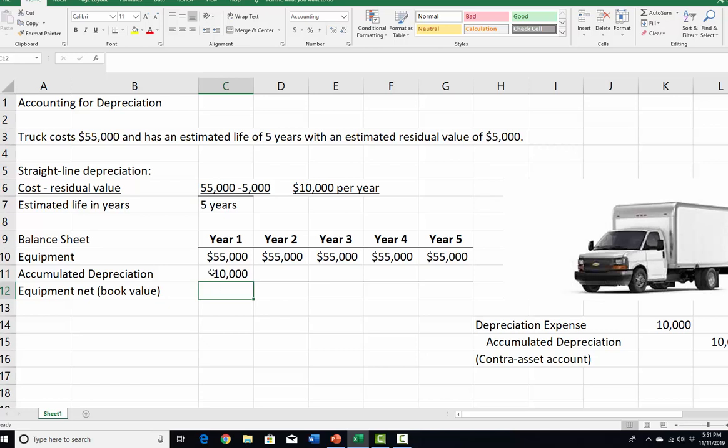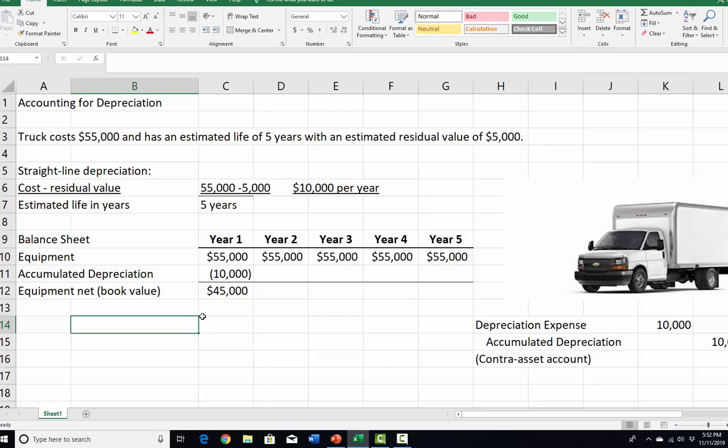Let's make brackets around this so you know that this is a negative amount. All right? So now our net book value, or our net equipment, this is called book value, is equal to those two added together or subtracted, right? The 55 minus the 10. So at the end of the first year, our book value is $45,000.